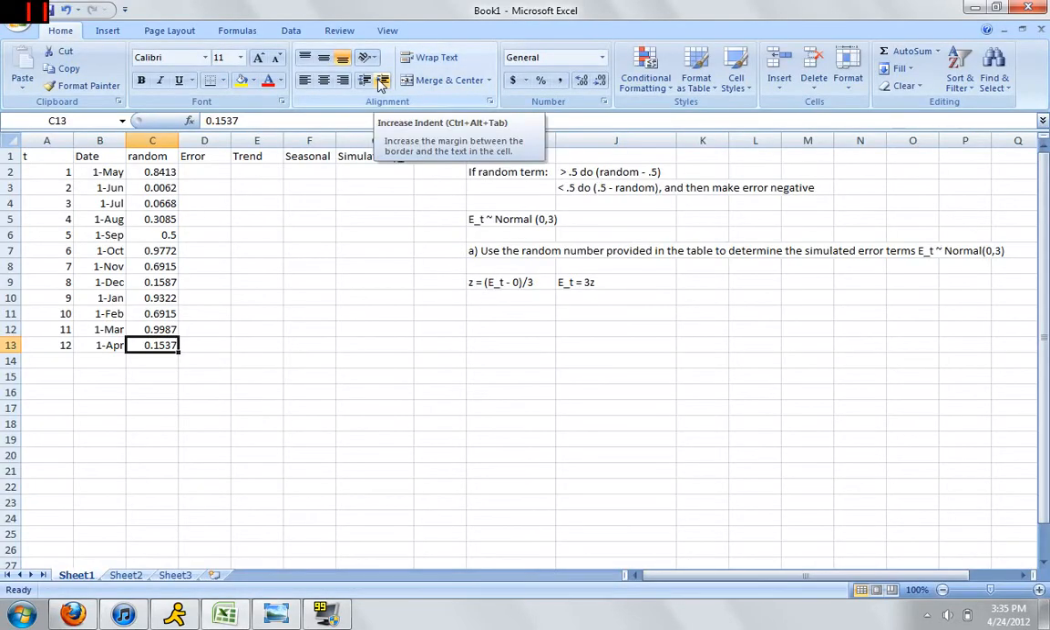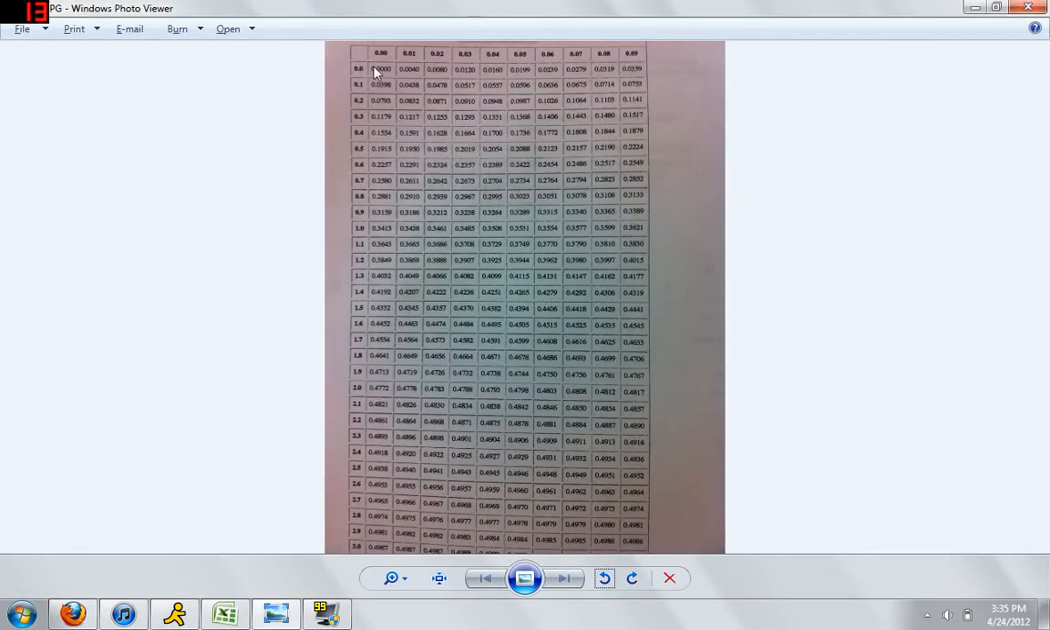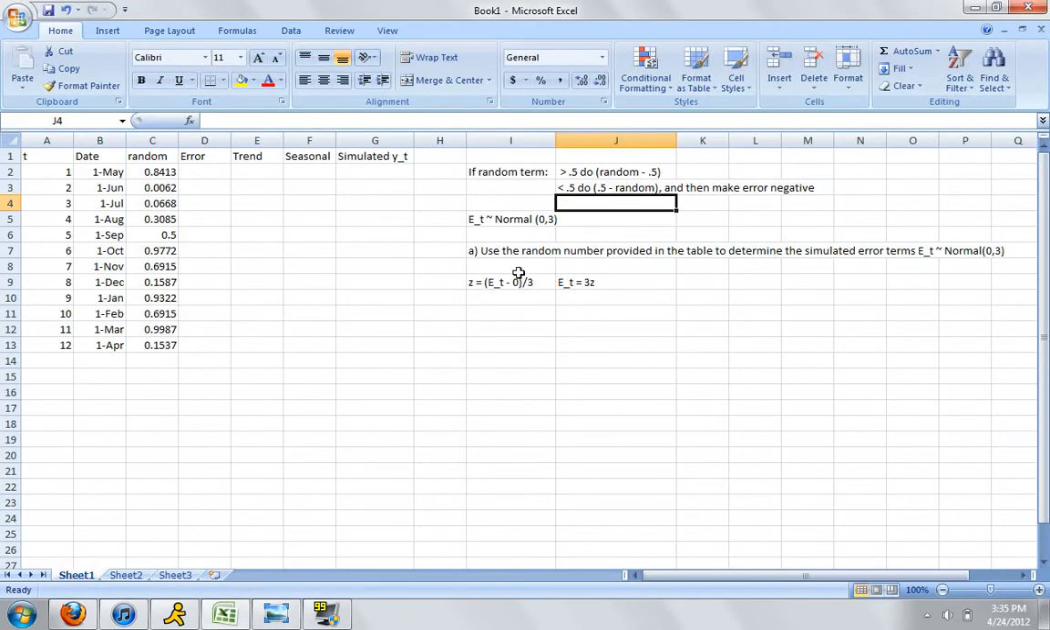So this table is kind of weird in the fact that it records the z values from 0. So in order to adjust for that, you're going to have to make a few adjustments. If the random term is greater than 0.5, you want to find the random term minus 0.5, and if the random term is less than 0.5, you want to do 0.5 minus the random term, and then you'll take that number and stick it into this area right here in order to get the actual z value.